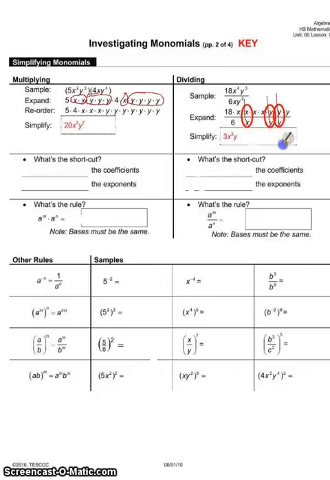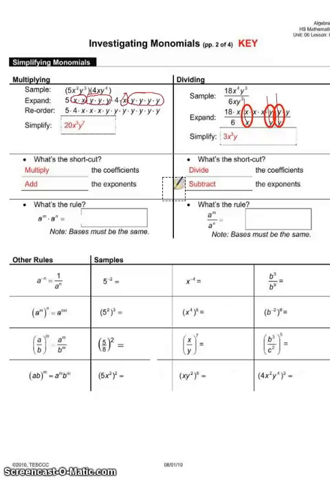So what you should have gotten is that. So let's talk about the shortcuts for multiplying. What I did in actuality is I multiplied my coefficients and I added my exponents. Whereas when it comes to dividing, I divided my coefficients, but I subtracted my exponents. So there is a rule for that.